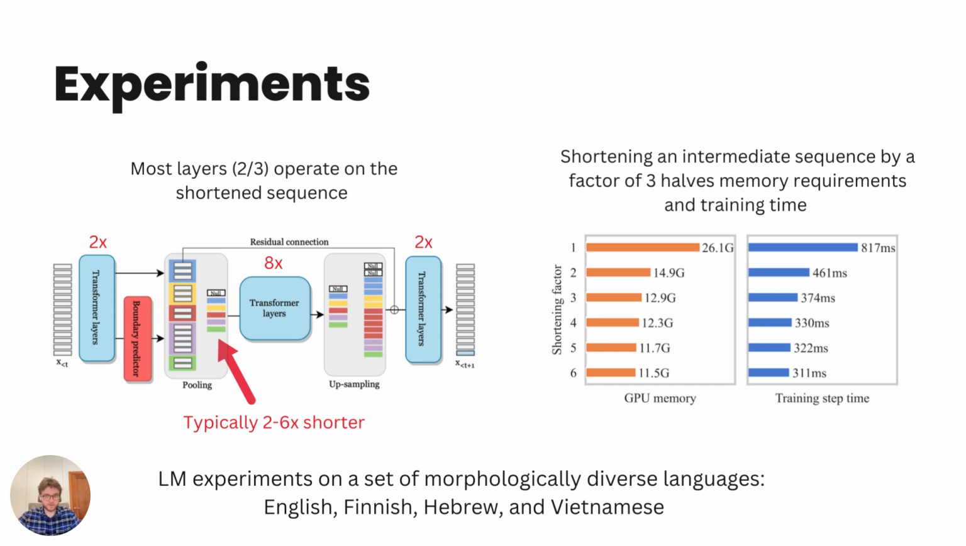In terms of our experiments, we evaluate the effectiveness of dynamic pooling on 4 morphologically diverse languages. We compare our approach against an established baseline, that is a 12-layer Transformer-XL. Our model has the same architecture, and the only differences are extra shortening and pooling operations which are controlled by the boundary predictor. As you can see on the screen, most layers in our model process the shortened sequence, which significantly reduces the compute requirements. For example, in most of our experiments, our model is twice as fast and uses half of the baseline's memory.